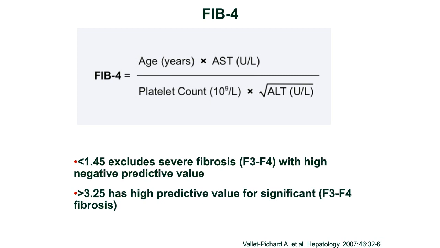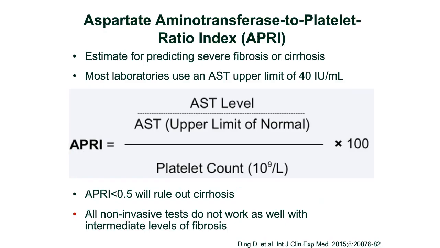The same thing is true for the AST platelet ratio index, or the APRI. This is an estimate for predicting severe fibrosis or cirrhosis. Typically, the AST upper limit of normal is 40, and it's the AST divided by the AST upper limit of normal, divided by the platelet count, times 100. Again, this test is best used to exclude cirrhosis, and if your APRI is less than 0.5, this effectively rules out cirrhosis. Again, without belaboring the point, all non-invasive tests do not work as well with intermediate levels of fibrosis as they do at the extremes of no fibrosis or cirrhosis.